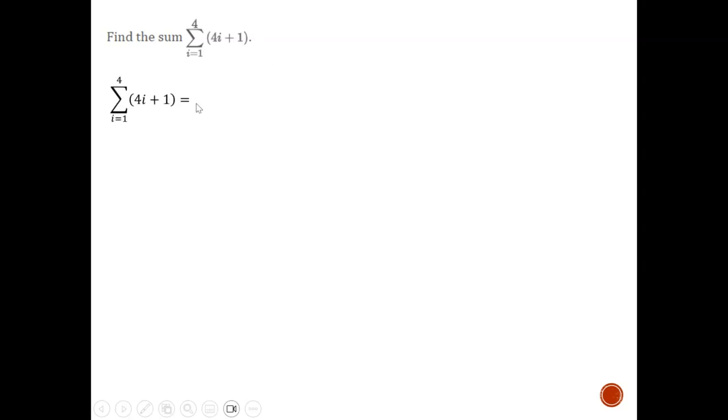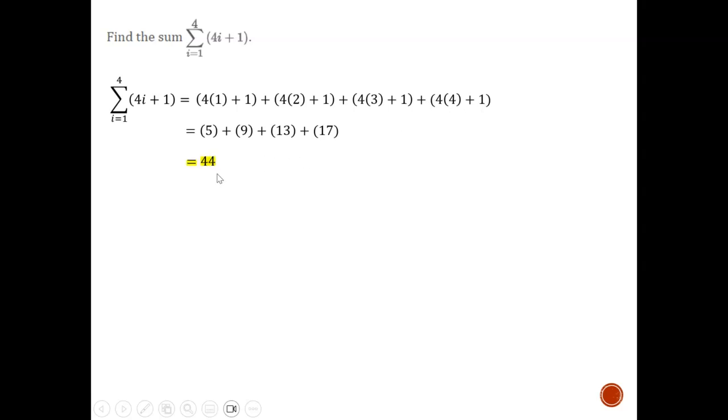To start off, I'm going to plug in 1 where the i is, and then I'm going to plug in 2, and then 3, and then 4. Then we'll add them. They'll give us 5, plus 4 times 2 is 8, 8 plus 1 is 9, 4 times 3 is 12, plus 1 is 13, and 4 times 4 is 16, plus 1 is 17. If we add them, guys, it's going to give us 44. That's the sum for that problem.